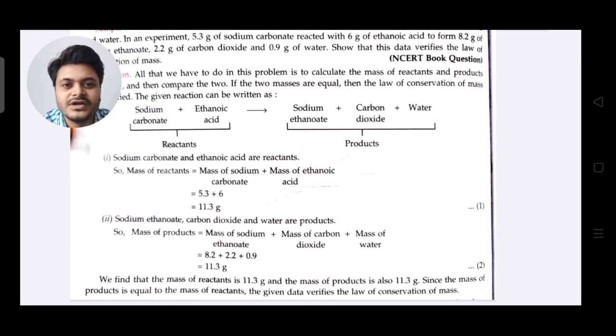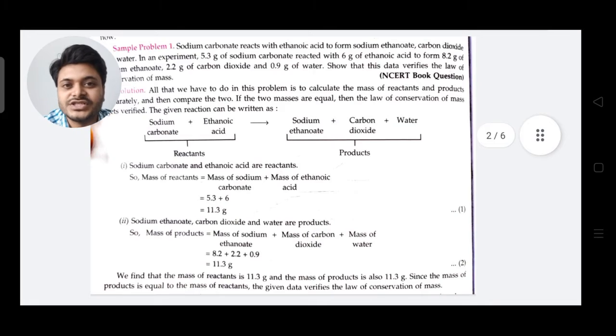Since the mass of products is equal to the mass of reactants, the given data verifies the law of conservation of mass. So here we can verify the law of conservation of mass because the mass of reactants is 11.3 and the mass of products is also 11.3. According to the law of conservation of mass, the mass of reactants and products should be equal.